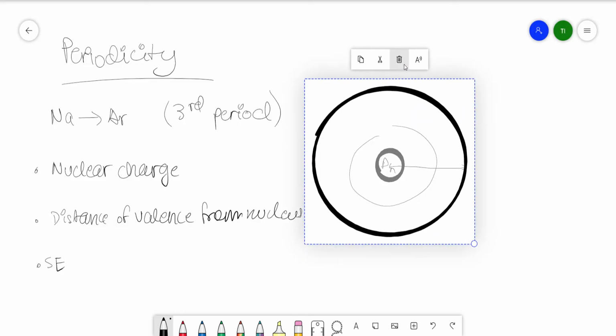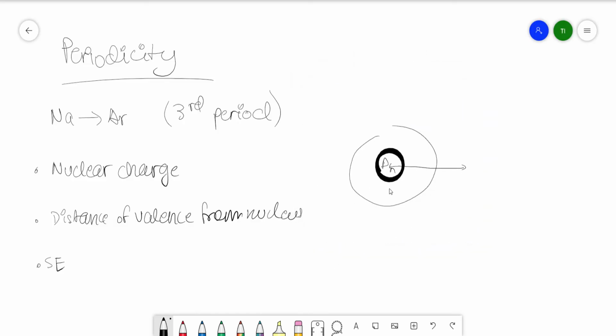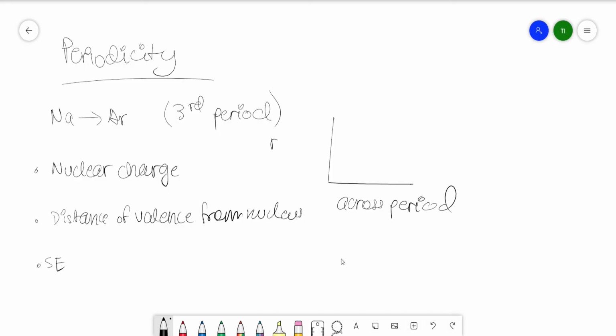So it relies on the same factors as the first ionization energy, the only difference being that there are no exceptions. Like in the first ionization energy, there's an exception between Mg and Al, and there's an exception between phosphorus and sulfur, and that is because of the differences in energy levels and the valence electron pair repulsion. But across the third period for the atomic radius, there are no exceptions. So this is how it goes. This is across the period, and this is the radius. So the radius goes something like this.